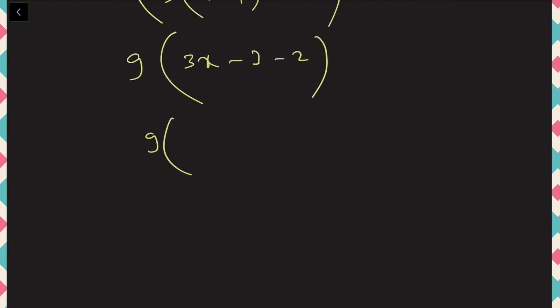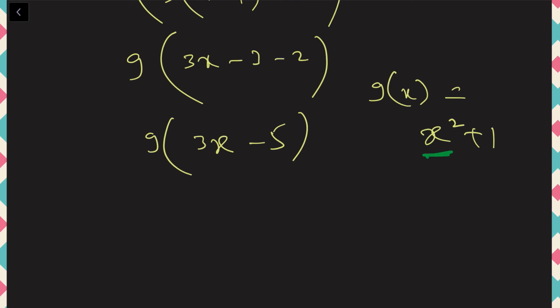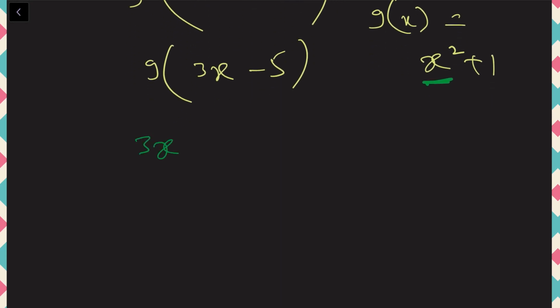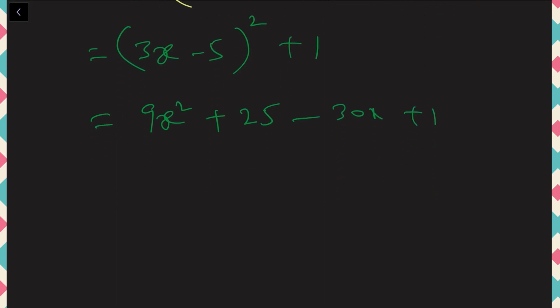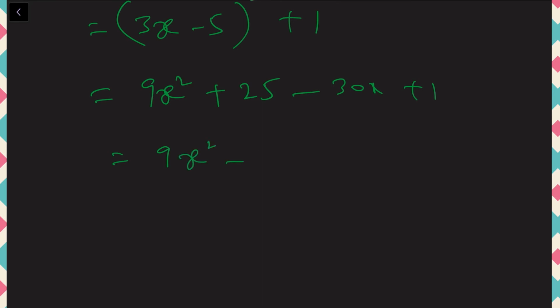Then G of 3X minus 3 minus 2, that is 3X minus 5. So we need to find the value of G of 3X minus 5. G of X is given as X square plus 1 in the question itself. So in the place of X, we need to substitute 3X minus 5. So we get 3X minus 5 whole square plus 1. 3X minus 5 whole square is in the form of a minus b whole square, so let us expand it. a square, that is 9X square, plus b square, 25, minus 2 into a into b: 2 times 3 is 6, 6 times 5 is 30, so 30X, plus 1. If we simplify this, we get 9X square minus 30X plus 26. This is the value.